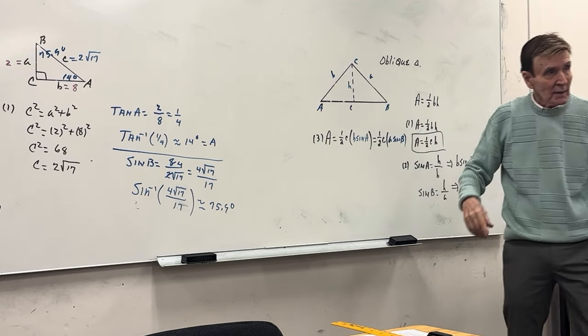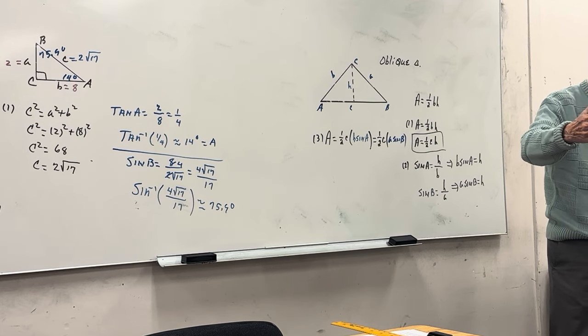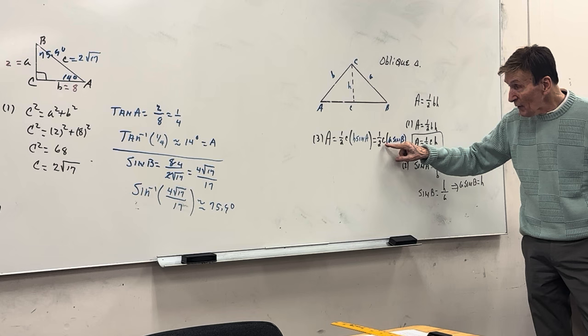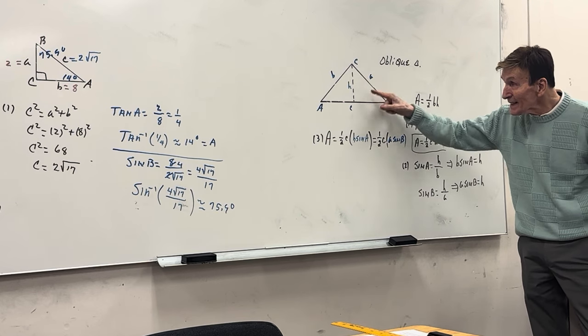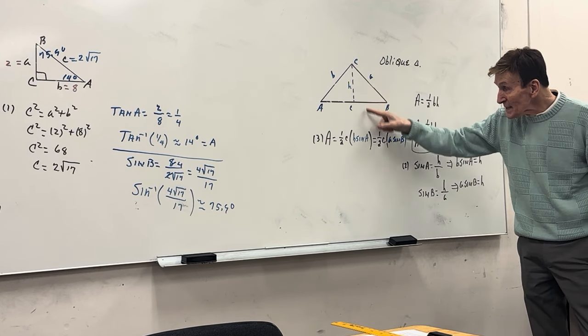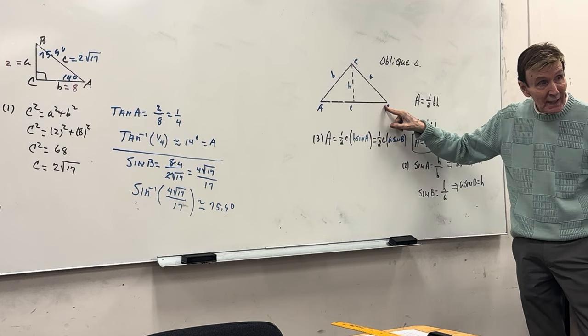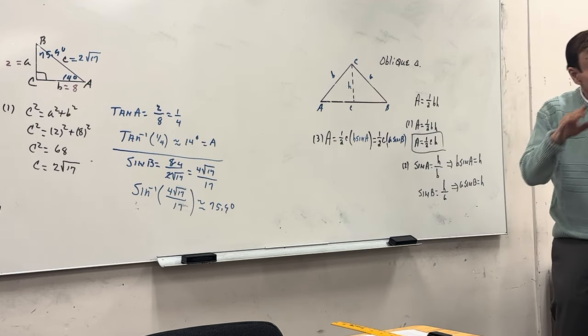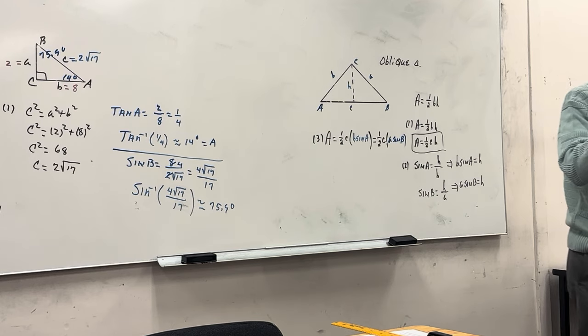Now, the other substitution was valid. Let's see what it says here. You could also find it by taking 1/2 of the product of these two sides, A and C, times the sine again. Sine of what? Angle B. Does B fall between these two? Yes. Now, there's a third way.